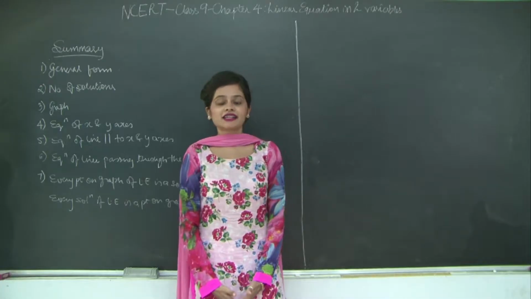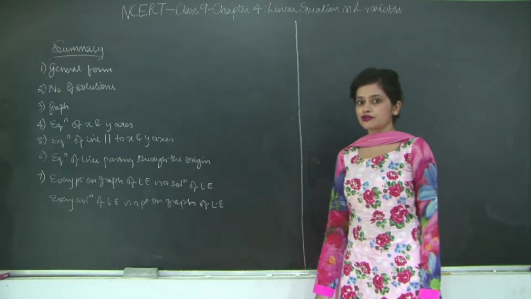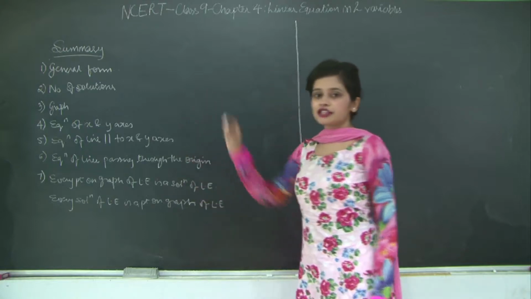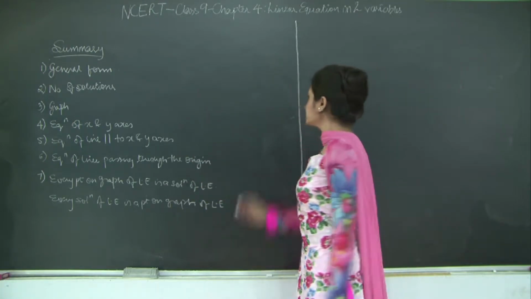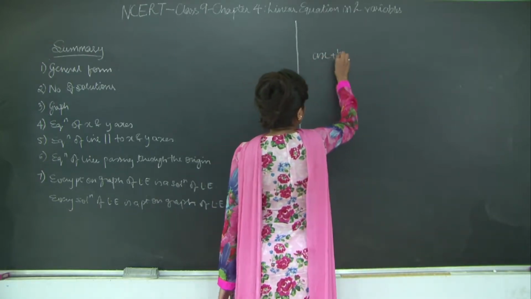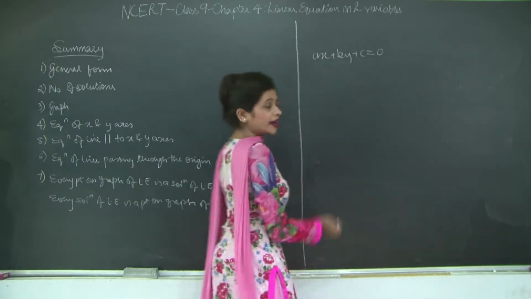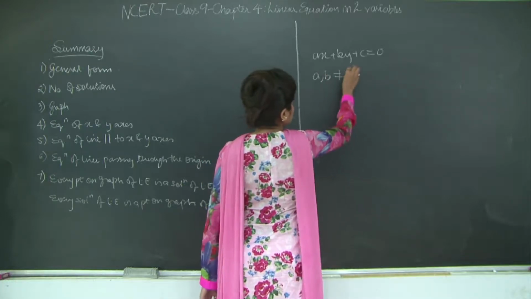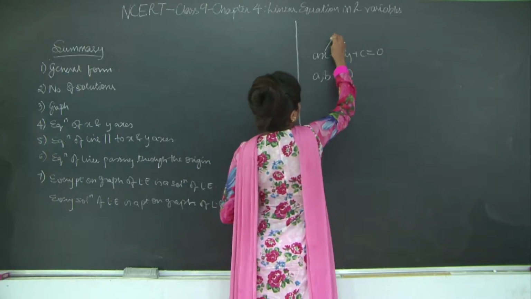Hello students, let us quickly take a look at all the topics that have been covered in chapter 4, linear equations in two variables. So the summary section. First, the general form. We have seen that the general form of linear equation in two variables is of the form ax plus by plus c is equal to 0, where a and b are not equal to 0 and your x and y are variables.